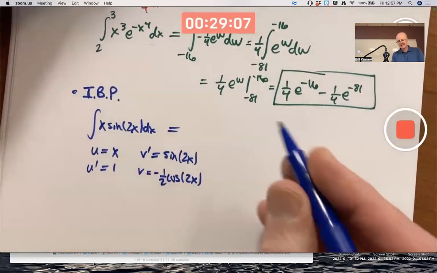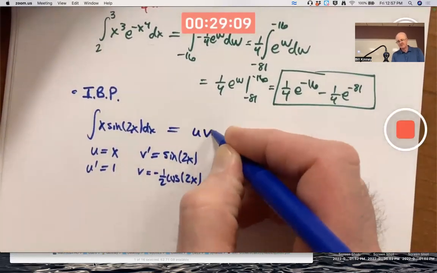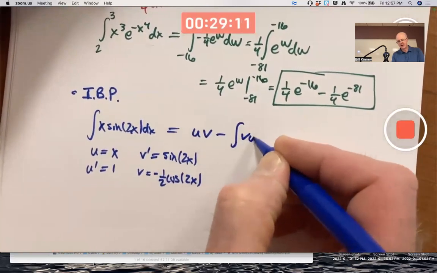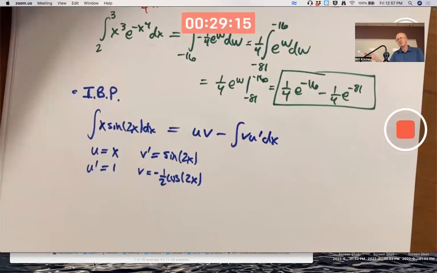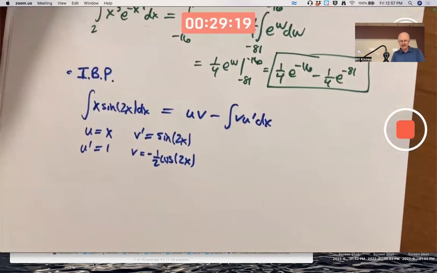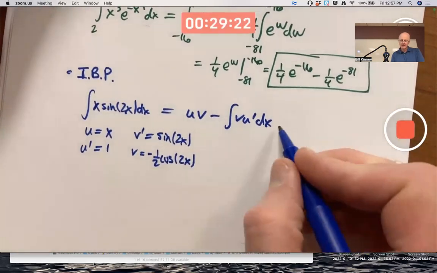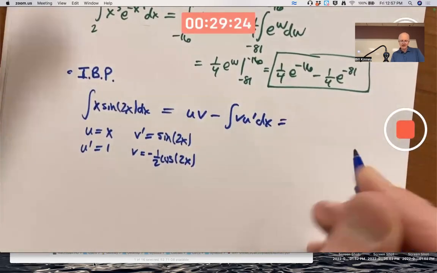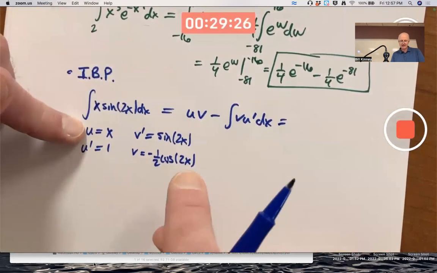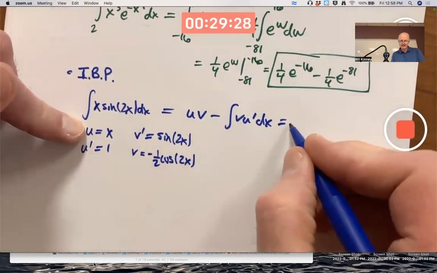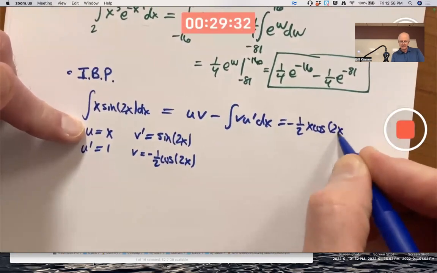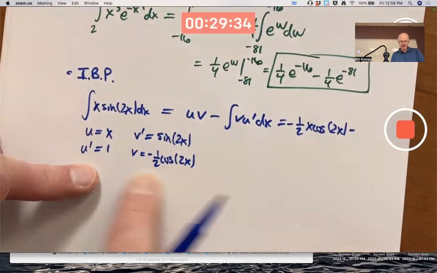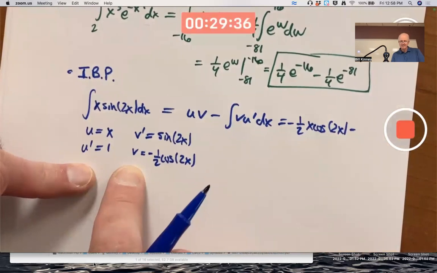I think it's always a good idea to write down the formula, u times v minus the integral of v times u prime, because by writing the formula, it reminds you of what it is every time, which you might need in the future to do things quickly, so you don't have to take the time to look things up. U times v is the product of the upper left thing and the lower right thing. That'll be negative 1/2 x cos 2x minus the integral of the product of the things on the bottom.